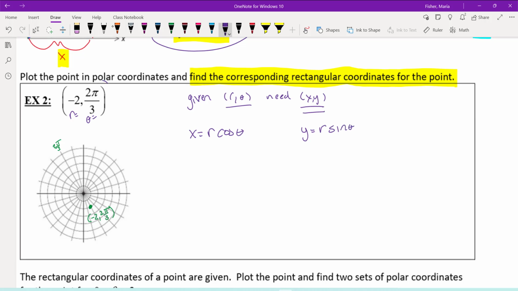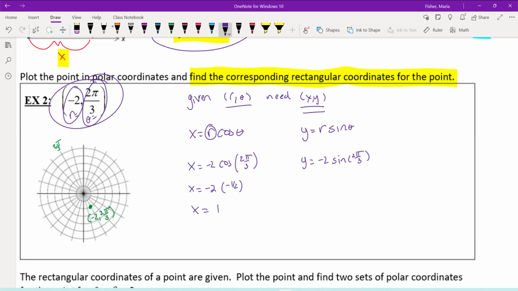Plugging in the given, we would get x equals r, which is -2, times the cosine of theta, which is 2 pi over 3. Working this out, we know that the cosine of 2 pi over 3 is -1/2. So then x here would equal +1. y would equal -2 times the sine of 2 pi over 3, because again, your r is -2 and your theta is 2 pi over 3. Working this out, we have the sine of 2 pi over 3 is the square root of 3 over 2, and then -2 times root 3 over 2 is negative square root of 3. Therefore, your point is going to be 1 comma negative square root of 3.